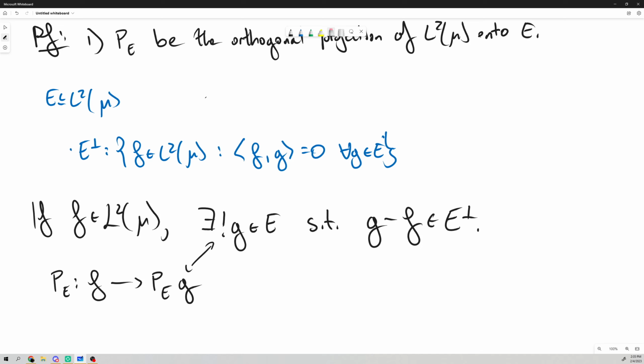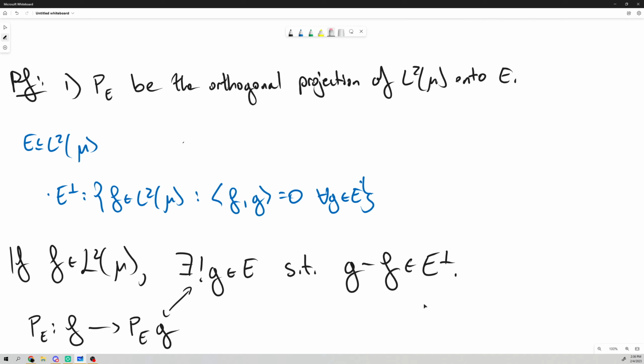Is this just the statement that L2 is the direct sum of E with its orthogonal complement? Yeah. But we need this notion of orthogonal projection. This is a very basic theorem in functional analysis, so that's a good way of stating it. So we have this notion of orthogonal projection.